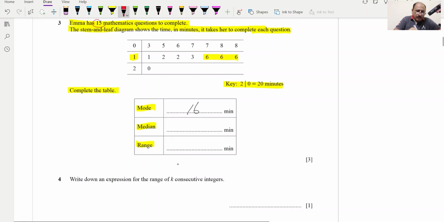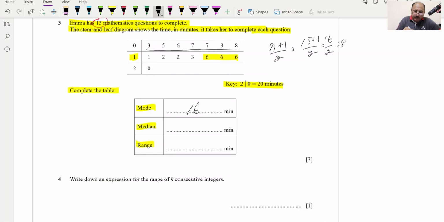So the middle number of 15 will be what? It will be (n plus 1)/2, which is equal to (15 plus 1)/2, which is equal to 16/2, which is 8. So we will be taking the 8th term. So 1, 2, 3, 4, 5, 6, 7, and the 8th term is this one. So this 1 will combine with this one, and it will be 11. And this will be the median.